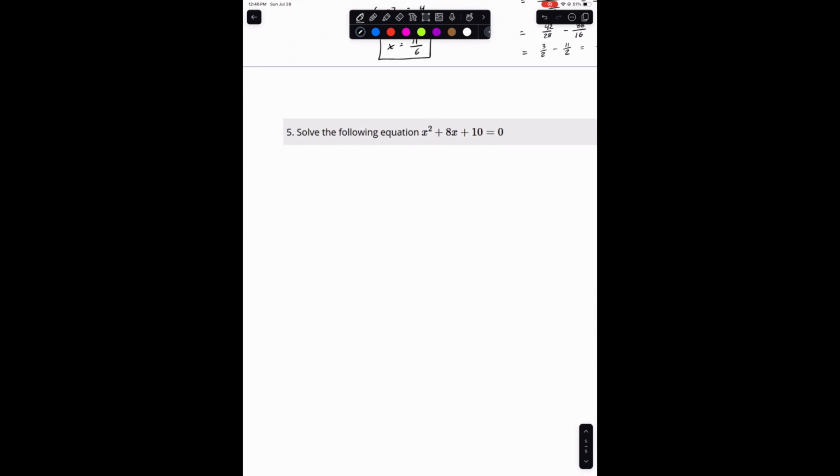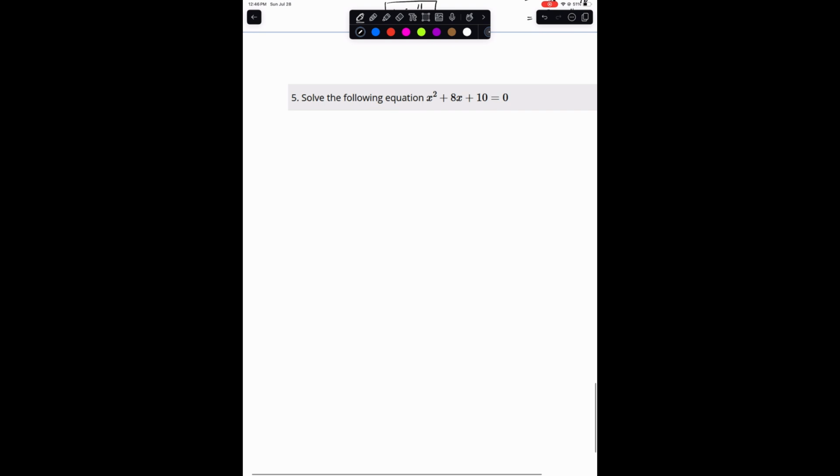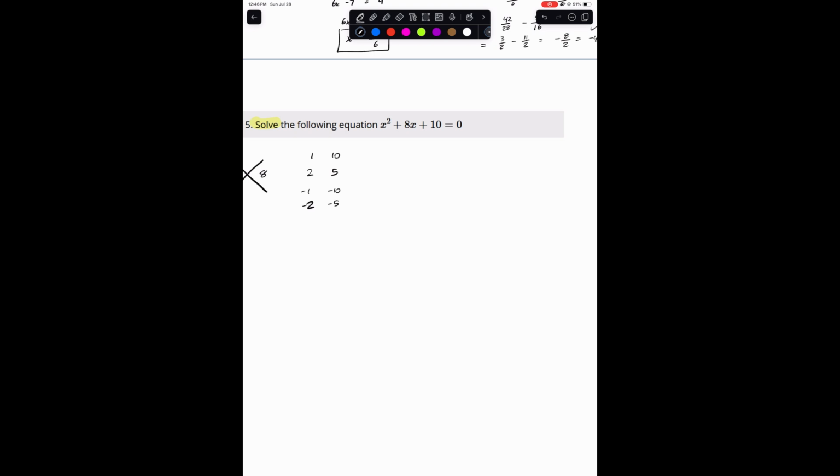All right, and for question 10, we need to solve this equation. If we try to find 2 factors, okay, so we need 2 factors that multiply to 10 and add up to 8. But if you look at our possible combinations, right, we don't have any that add up to 8. So we have to go back to good old quadratic formula. So our 1 here, this would be our A. Our 8 would be our B, and our 10 would be our C.